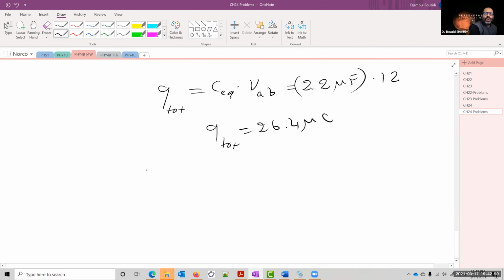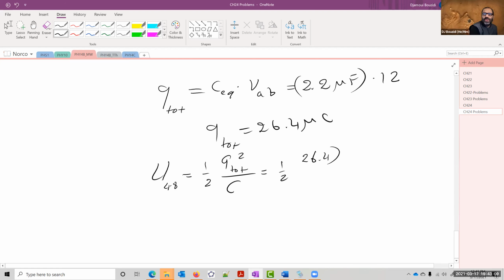Okay. So the energy stored now in the 4.8 is simply equal to 1/2 of the total charge, because that's the same charge on that capacitor, divided by the C of that capacitor. So it's going to be 1/2 of 26.4 squared, microcoulomb squared, if you like, divided by the capacitance, and the capacitance is 4.8 microfarads.